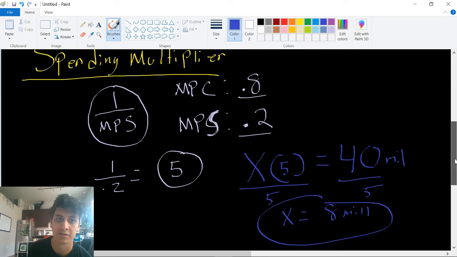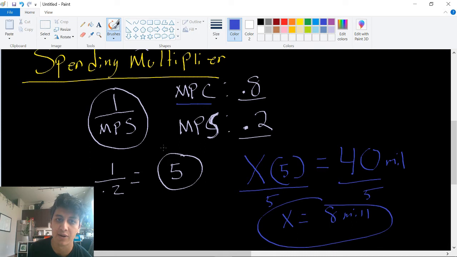That's a pretty interesting concept, and it shows how important saving and consuming are to the economy, right? If people in Canada were saving more, this could actually be detrimental. You know, sometimes we don't want to save, sometimes we don't want to spend. And it's interesting to look into.